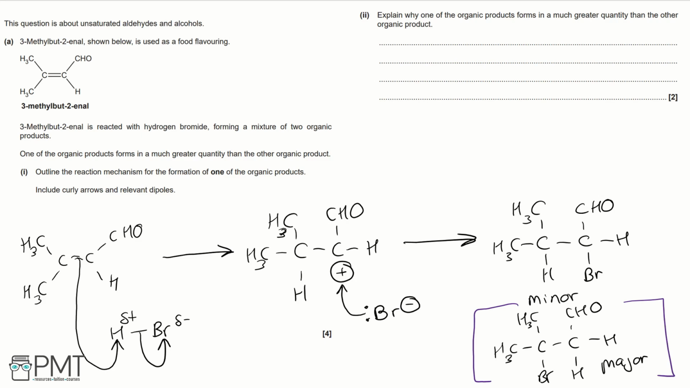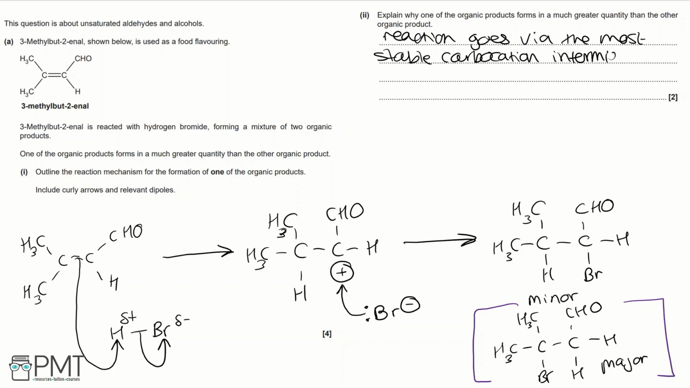Part 2. Explain why one of the organic products forms in a much greater quantity than the other organic product. The reason why one organic product forms in a much greater quantity than the other is something we've slightly touched upon in Part 1. We have a major and a minor product. The statement we need to write is that the reaction goes via the most stable carbocation intermediate, and this is touching upon Markovnikov's rule for electrophilic addition.